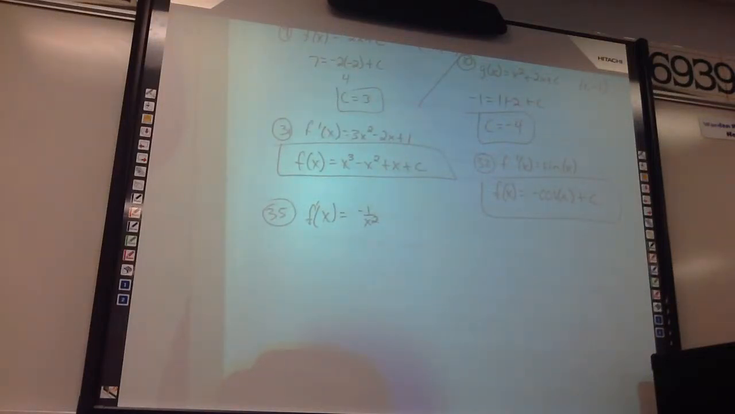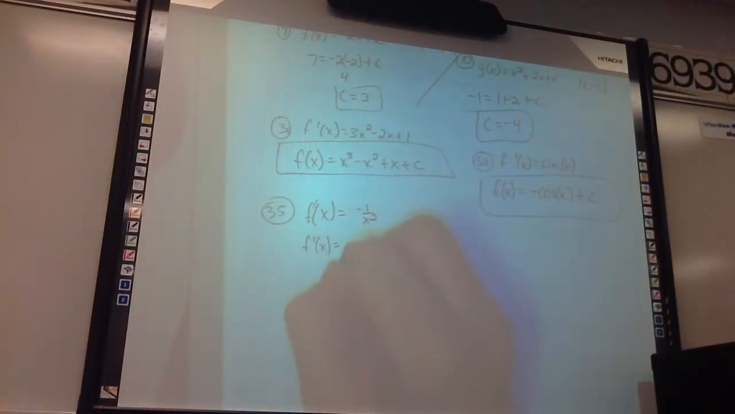So if we rewrite this, negative x to the negative second, so if I go back and find the original, that would have had to have been 1 higher, so that would be x to the negative 1. Yeah, we talked about that yesterday, right? Kind of gave it to you. Plus C.